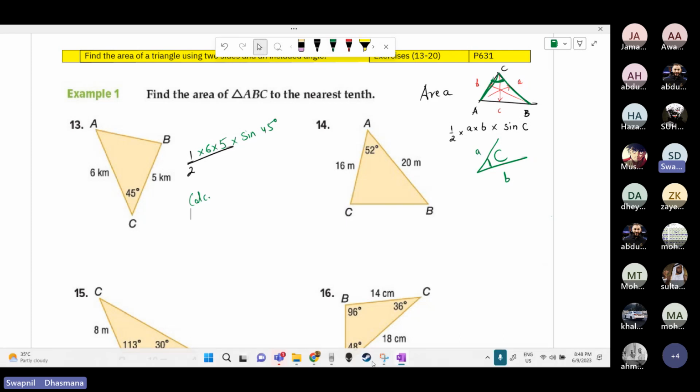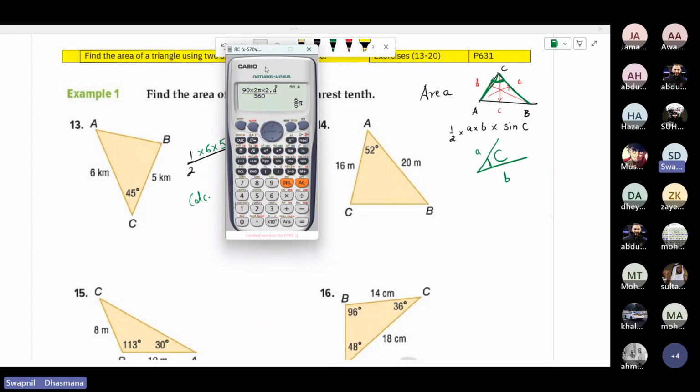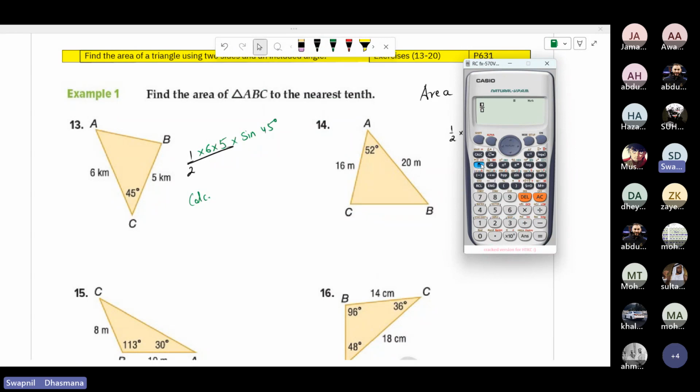So if I write it now, actually, let's try. Half times 6 times 5 times sine 45. It's in degree mode, and I'm getting the answer 10.6. Sounds okay. Let's try changing it to radians and see what happens. I'm getting 12. So to check this, I can try just the value of sine 45.